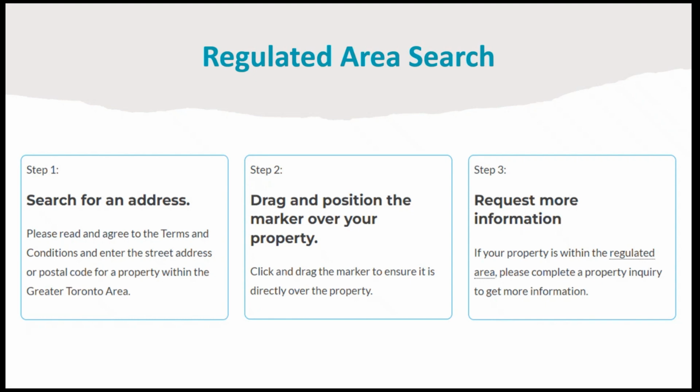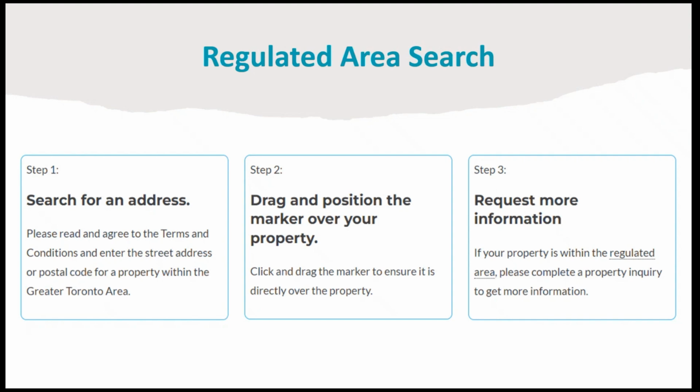Finally, TRCA has a regulated area search. So our steps for this are you can search for an address, you can read and agree to the terms and conditions, similar to the floodplain mapping viewer, and enter your street address or postal code for a property for your business within the Greater Toronto Area.